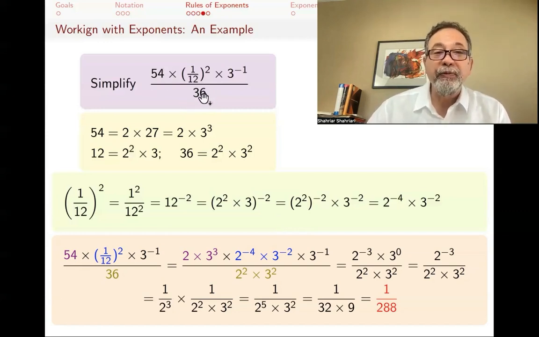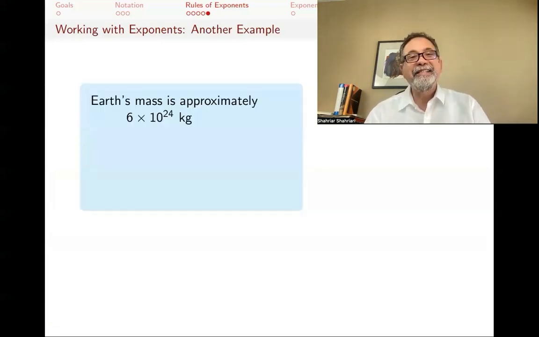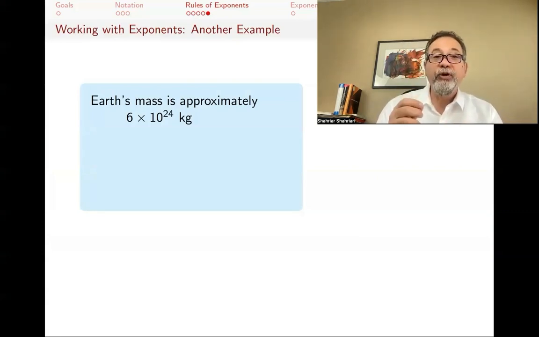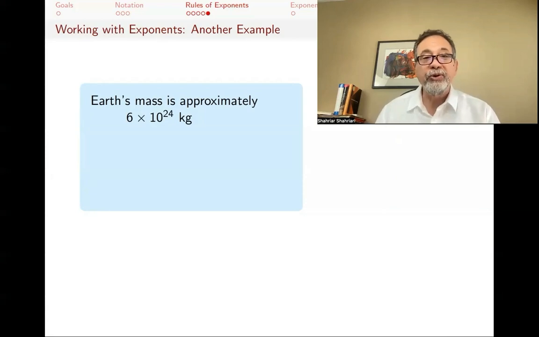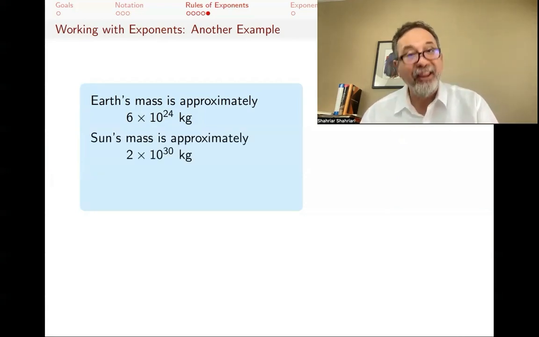And so then this would have become a 2, and that would have become a 3 instead of 54. Here's another example. Earth's mass is approximately 6 times 10 to the 24 kilograms. 10 to the 24 means 10 times 10 times 10, 24 times. So 1 and then 24 zeros. That's a lot, because if you multiply 6 by that, you get 6 and then 24 zeros. But the sun's mass is actually a lot more. It's 2 times 10 to the 30 kilograms.